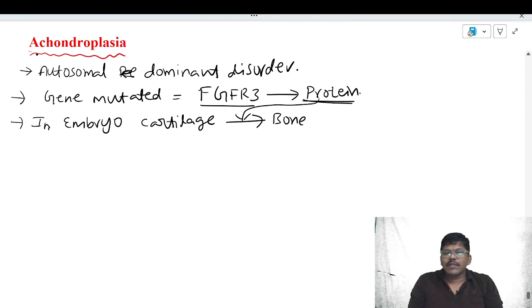The protein responsible for the conversion of cartilage into bone is mutated. Because of that, persons who have achondroplasia have a normal body, but the bones are very short. Here I am going to draw the diagram. This is the head of the person who has achondroplasia.